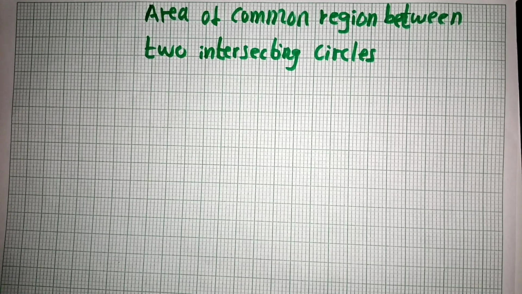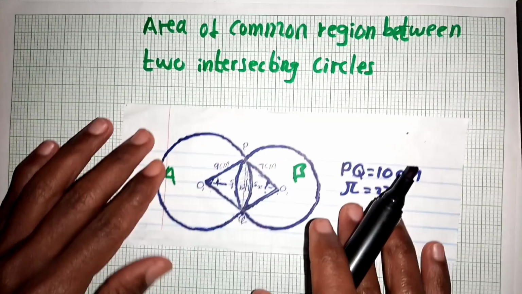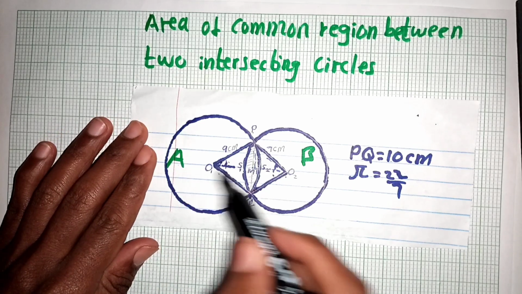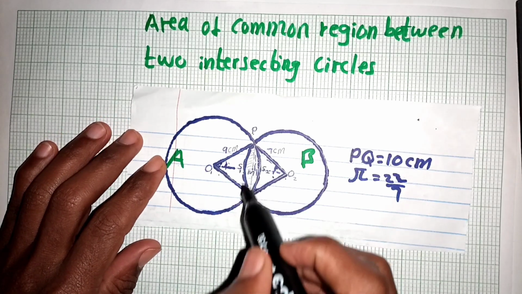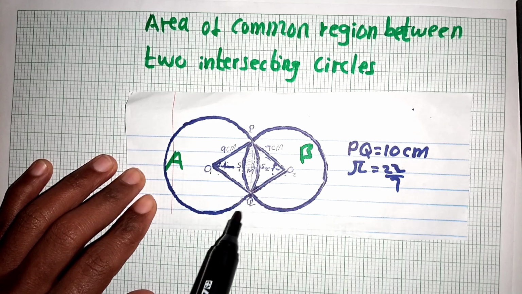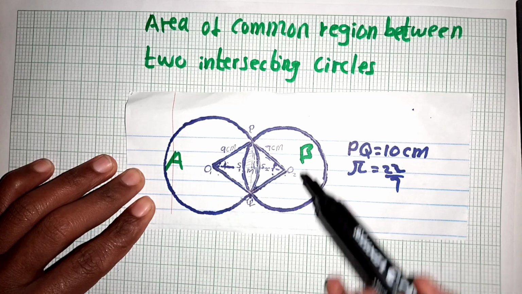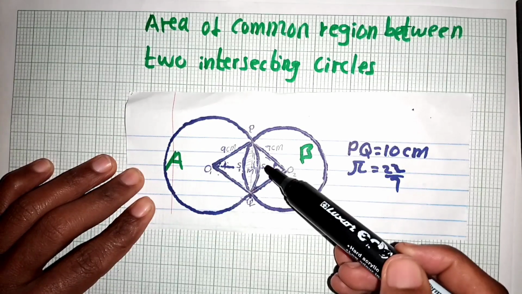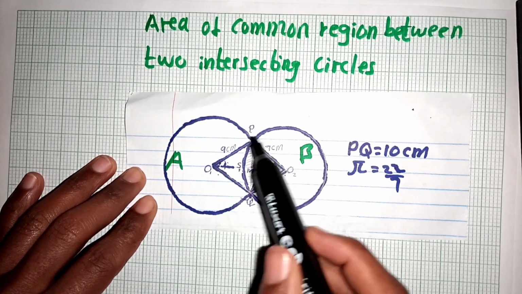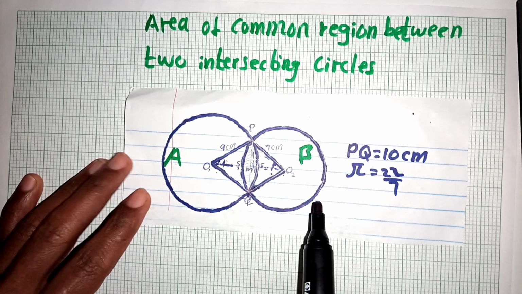Hello students, in this video we are going to find out the area of the common region between two intersecting circles. Circles A and B intersect at this region here. This region is made up of two segments, segment P S1 Q and segment P S2 Q. When their areas are added, you get the answer that we are looking for.